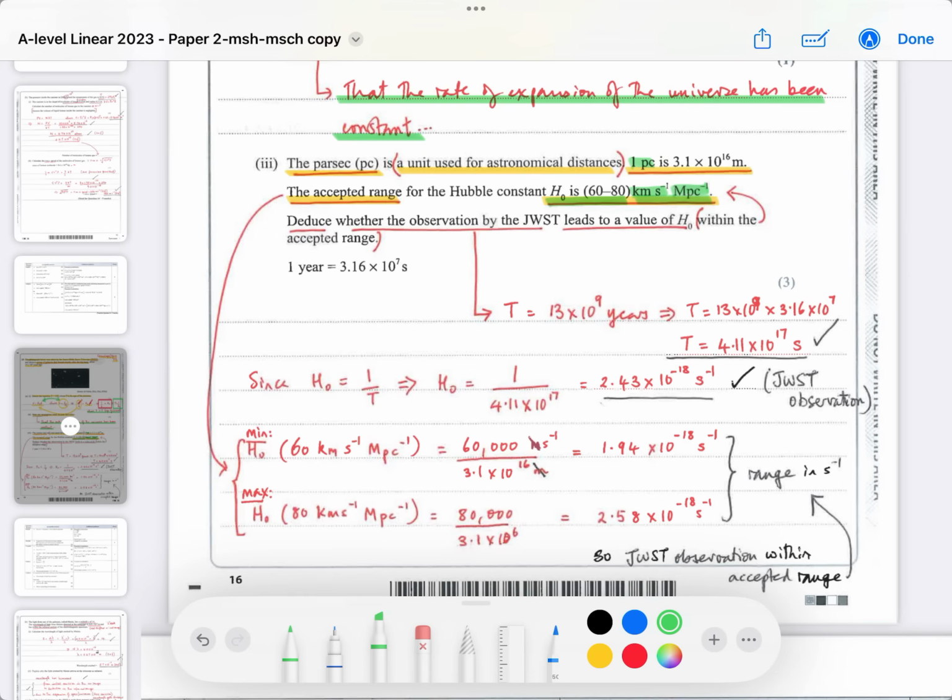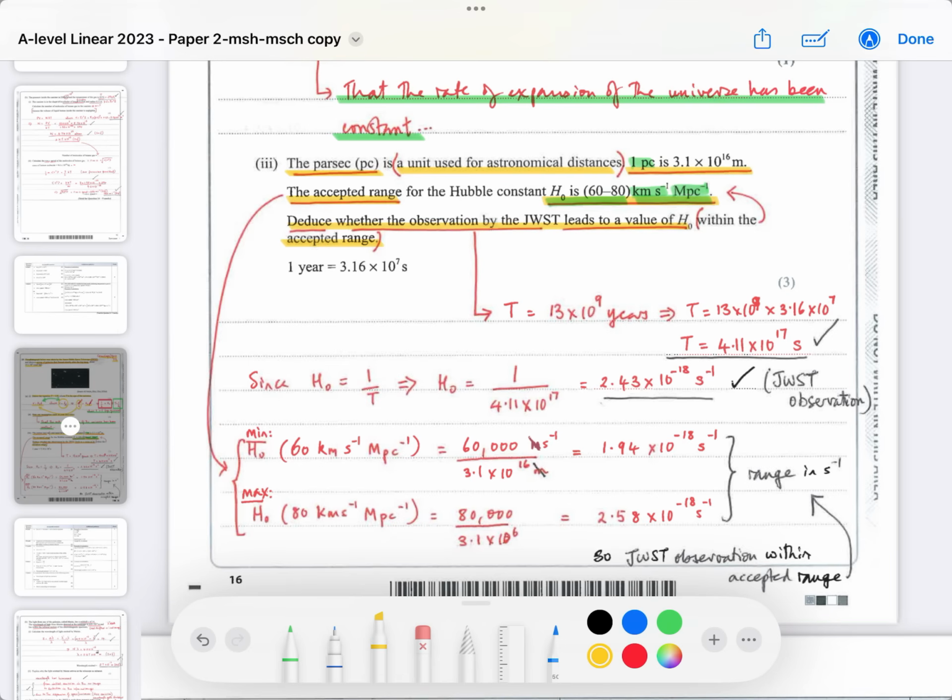But remember, Hubble's constant, the H value, is 1 over time. Yes? Because remember, H naught is equal to 1 over the age of the universe. So basically it's a time factor. Then it says deduce whether the observations by the James Webb telescope in above leads to a value of H naught within the accepted range.